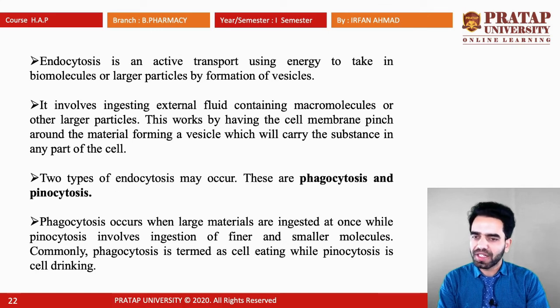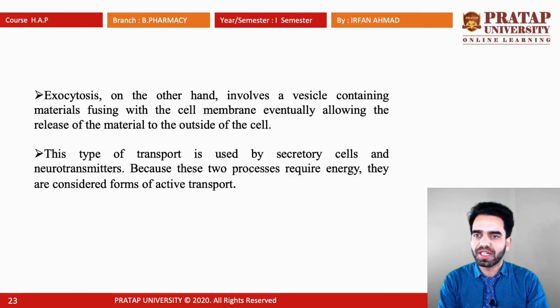Two types of endocytosis are there, phagocytosis and pinocytosis. Phagocytosis means when large materials are ingested at once, while pinocytosis means finer, smaller molecules are ingested. Commonly phagocytosis is termed cell eating and pinocytosis is termed cell drinking. In phagocytosis solid particles are ingested, in pinocytosis liquid particles are ingested. So this is about phagocytosis and pinocytosis, which are the types of endocytosis.